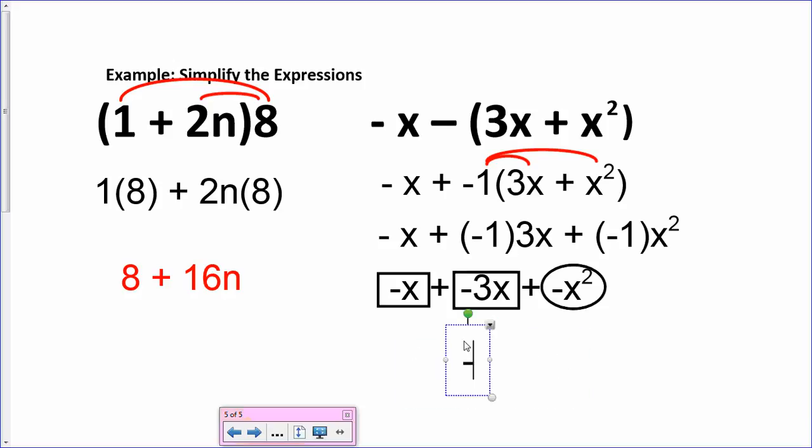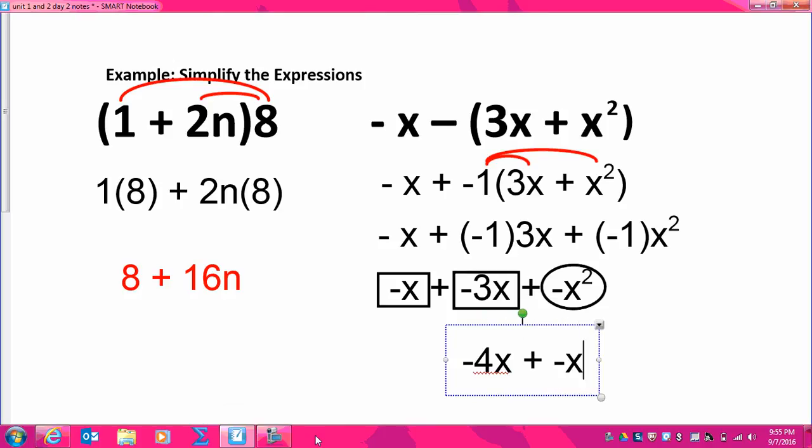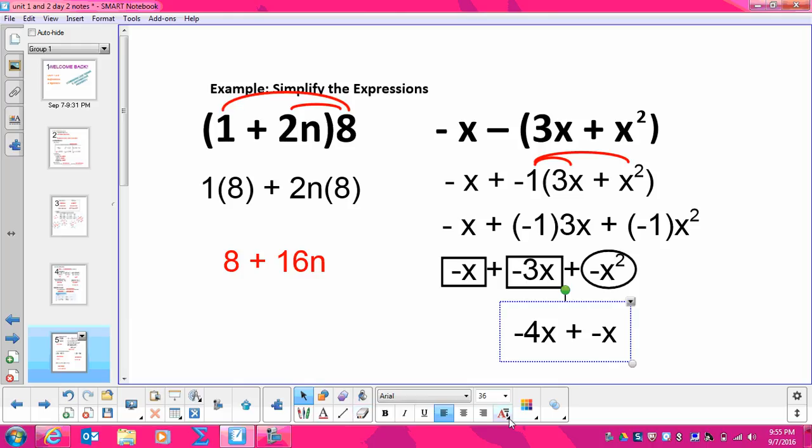So we got negative 4x plus negative x, what is it, squared? Yeah, squared.